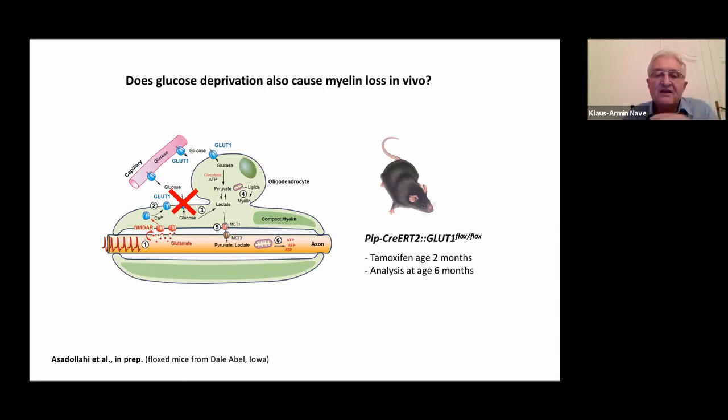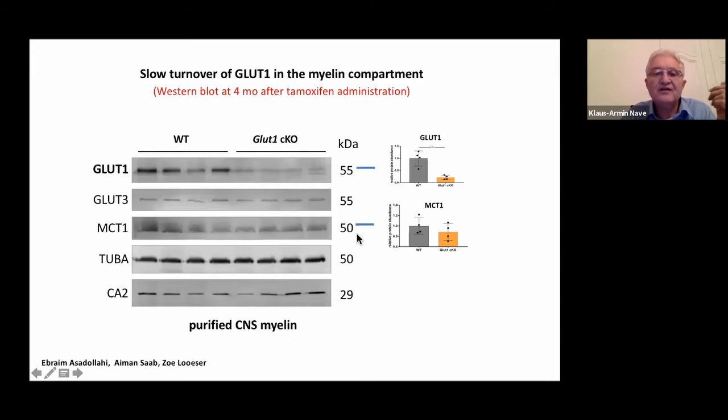Now, when we take a mouse that has normally developed and, using a tamoxifen-inducible Cre tool, take out GLUT1 expression, it takes a long time for the GLUT1 to also disappear. But we can show this by Western blotting. You see here GLUT1, 4 months after tamoxifen administration, is significantly downregulated, but it takes a long time.